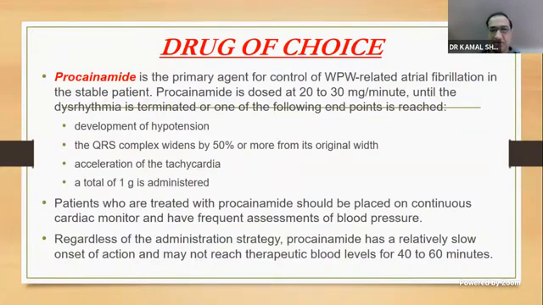Why would you get acceleration? Why would procainamide cause acceleration of the tachycardia? Again, because we discussed, it blocks what? It blocks the accessory pathway. So how would the tachycardia accelerate? There are various wavelets in AFib. What do you mean by wavelets? In AVNRT and AVRT, the wave fronts are not called wavelets.